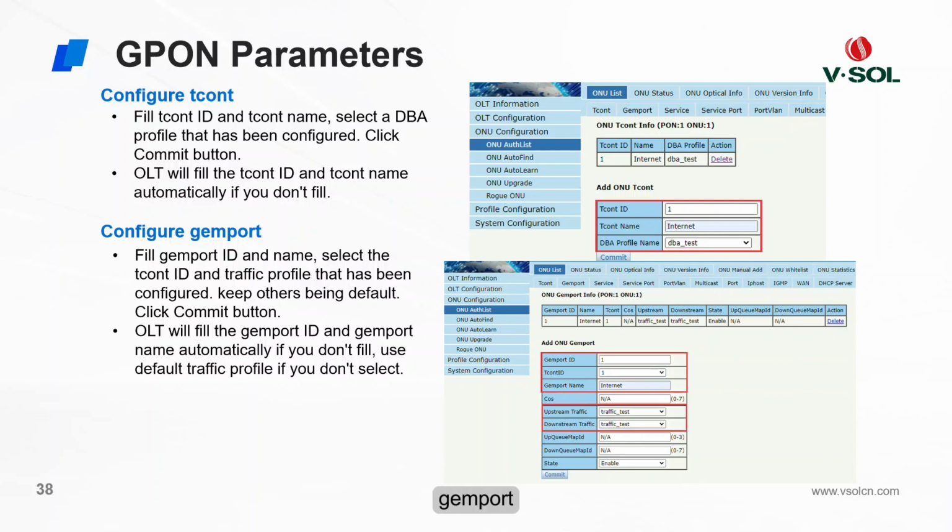2. Gemport. Fill in the Gemport ID and name, and select the TCONT ID and traffic profile that have been configured. Keep the others as default. Then click the Commit button. The OLT will fill in the Gemport ID and Gemport name automatically if you don't fill them in. The default traffic profile is used if you don't select one.